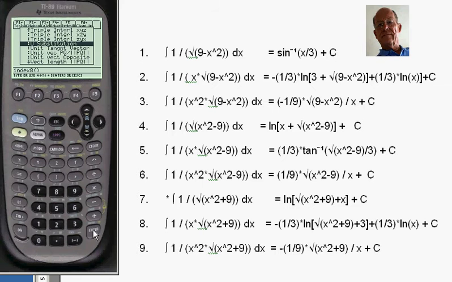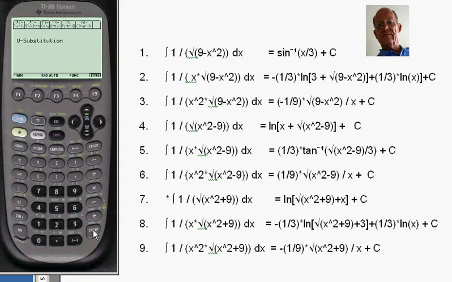Scroll down to u-substitution. Enter your function, pressing alpha first. I've already done that. It gives you a chance to change it if you made a mistake. And you'll notice that the integral of 1 over square root of x squared plus 9 dx is the same as dx over square root of x squared plus 9.